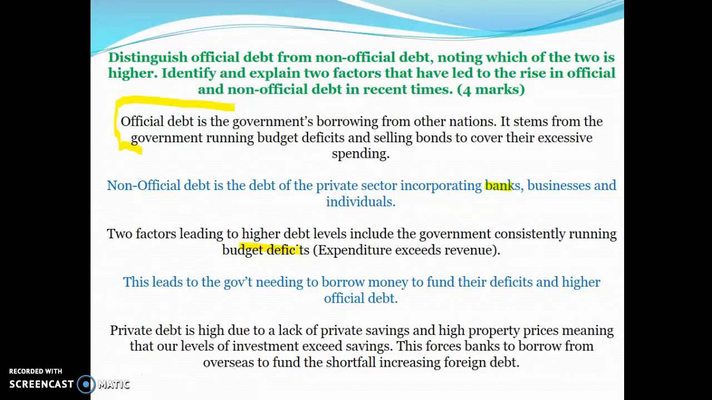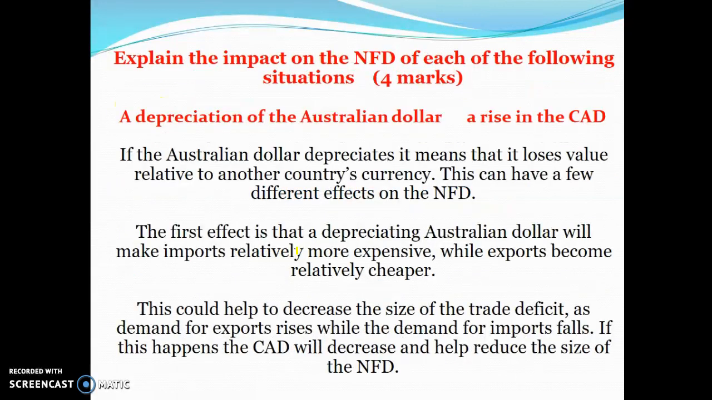So particularly high property prices mean that we have to borrow a lot to get a house. The banks don't have enough money to fund that, so that leads to them having to borrow from overseas. To make that really clear, private debt is due to a lack of national savings and the private sector having to borrow to buy houses, and government sector debt is due to the government running consistent budget deficits.